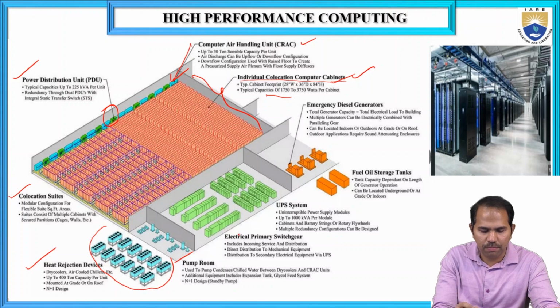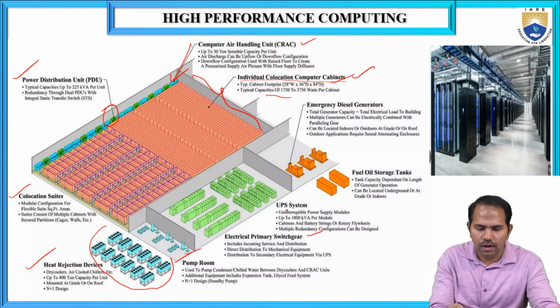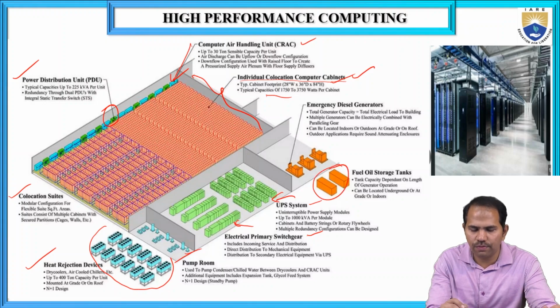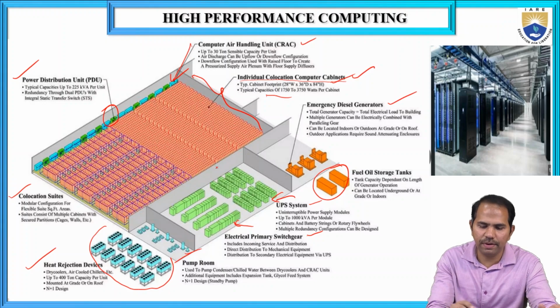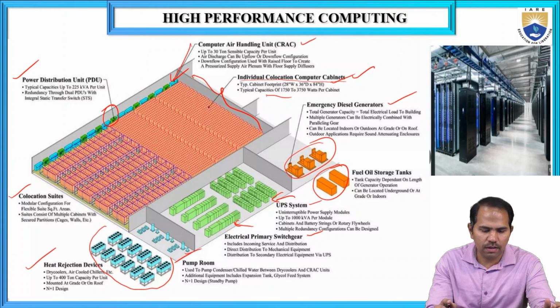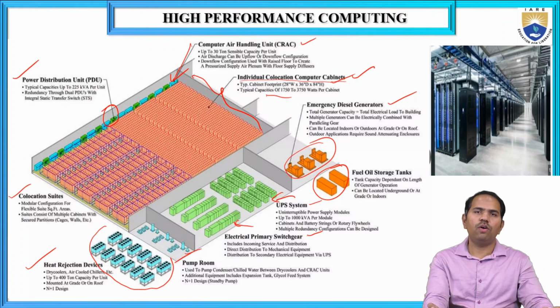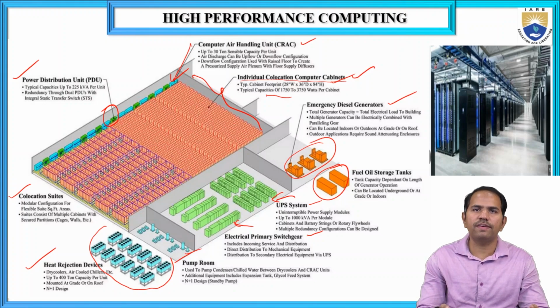So this is the pump room. And the next thing is the electrical primary switchgear and the UPS system. And these are the fuel storage tanks. Whenever the power fails, it automatically runs on fuel capacity. Then the next one is the emergency diesel generator. Whenever the power fails, we immediately start the generators. So these are all the structures of a cloud data center, an overview of the data center diagram.